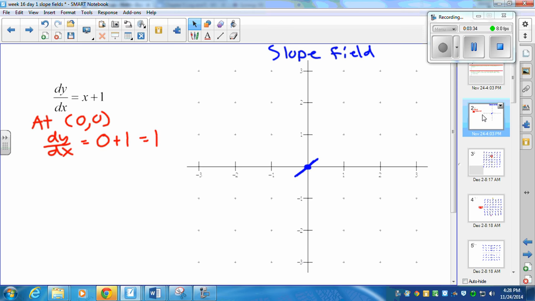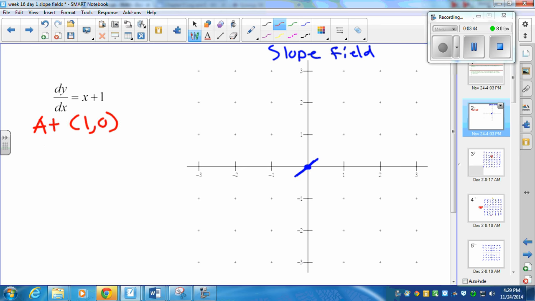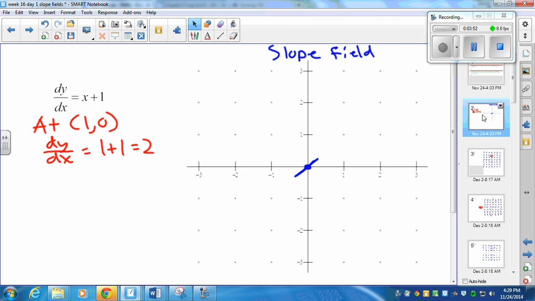So you can kind of erase, because you don't really need all of the work. I just care about the ticks. And you can say, okay, let's try at 1, 0. What I get from my slope. Well, dy dx would be 1 plus 1, which is 2. So now I know at 1, 0, I'm going to go and I'm going to make it just a little bit steeper. Okay. Now, I don't know if that's exactly a slope of 2, but you kind of get the idea. That's what I'm hoping to draw.